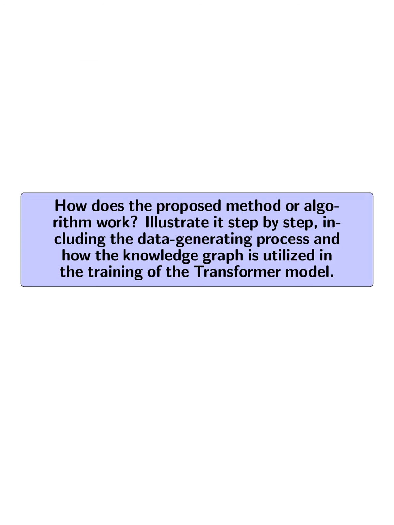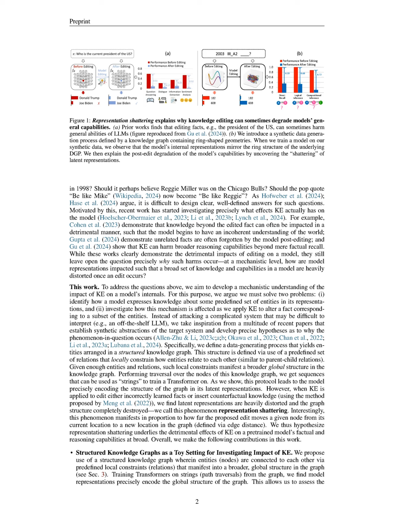How does the proposed method or algorithm work? Illustrate it step by step, including the data generating process and how the knowledge graph is utilized in the training of the transformer model. The proposed method utilizes a structured knowledge graph to systematically study knowledge editing, K, in transformers. First, a knowledge graph is constructed, consisting of entities and relations that define how these entities are interconnected, allowing for the representation of facts and their relationships.